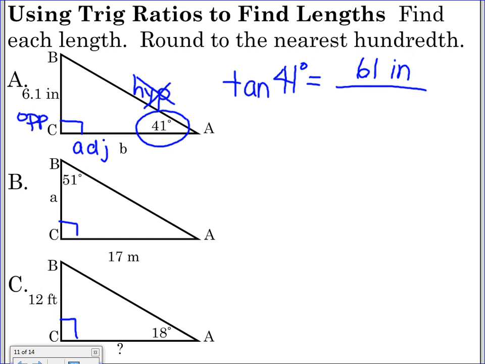The adjacent side, no, it's 6.1. Sorry, my board orientation is off. So it's 6.1 inches. The adjacent side is side B.